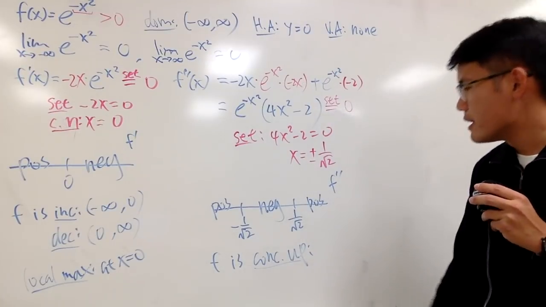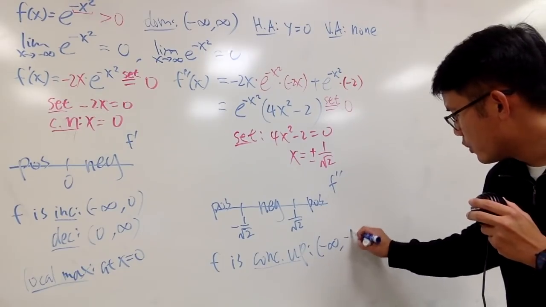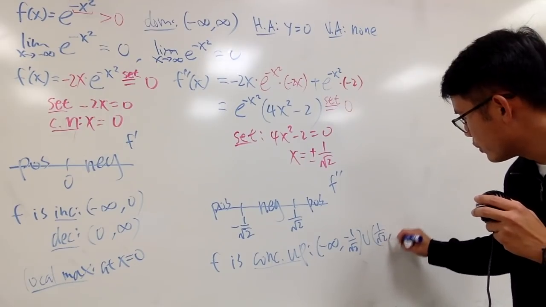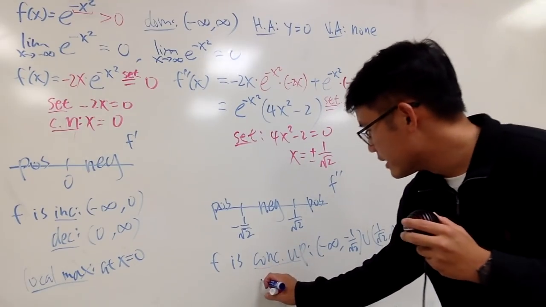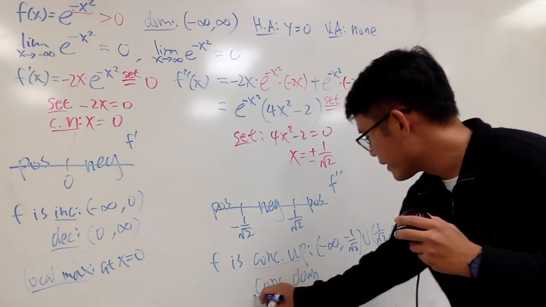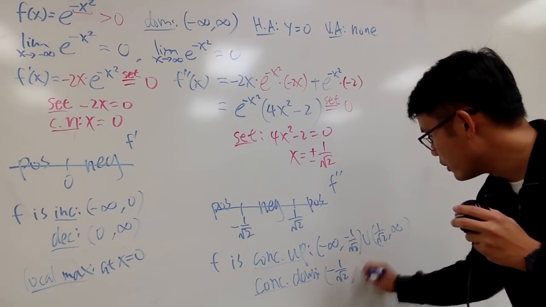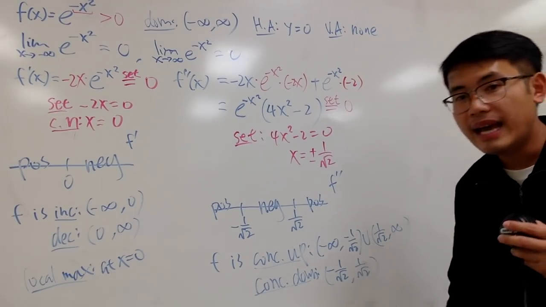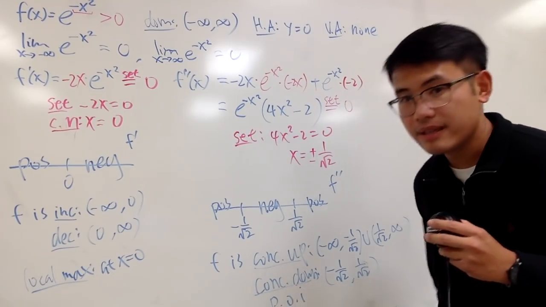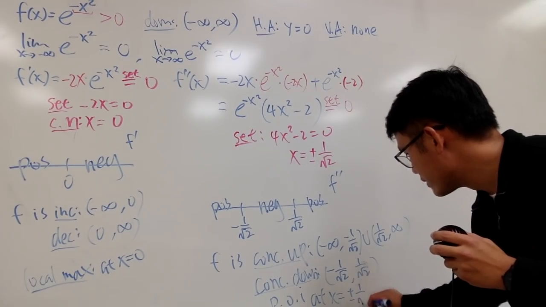Okay, concave up. From negative infinity to negative 1 over square root of 2. And the other part is positive 1 over square root of 2 to infinity. And concave, I should put on CD and CU, but it's okay. Concave down is when you are in between, namely negative 1 over square root of 2 to positive 1 over square root of 2. And POI, point of inflection, is at these two, right? So at x equal to plus minus 1 over square root of 2.